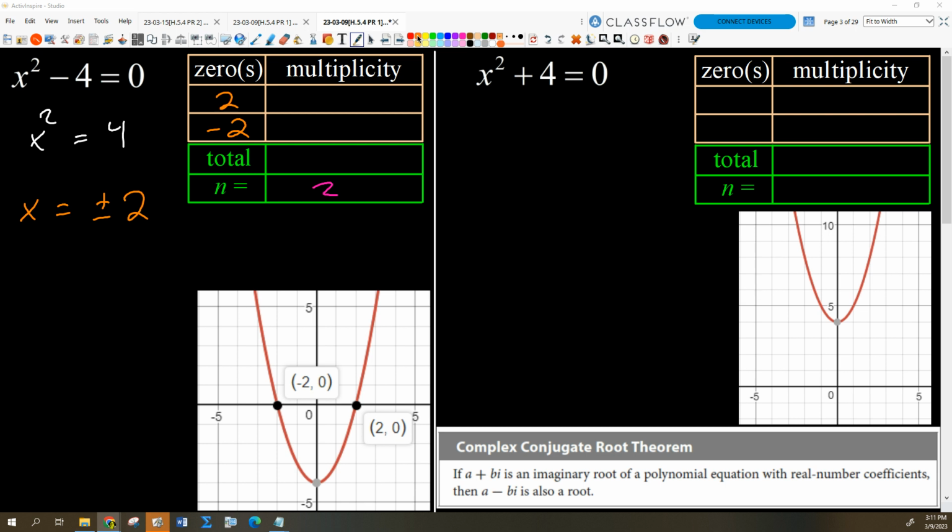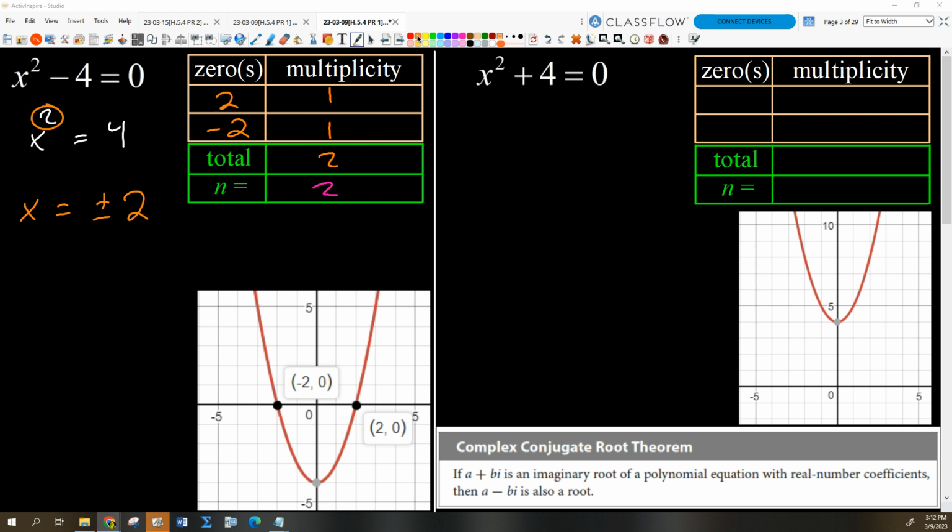What's the multiplicity of each of those and why? 1. How come? You're right, because I split an x squared, didn't I? When I square rooted both sides, I know that has to account for a total of 2 solutions because of that 2. And I got 2 separate ones, positive 2 and negative 2. Each has a multiplicity of 1, and so they add up to 2. Everybody get why we know those are multiplicity 1? Because this told us we were getting 2.